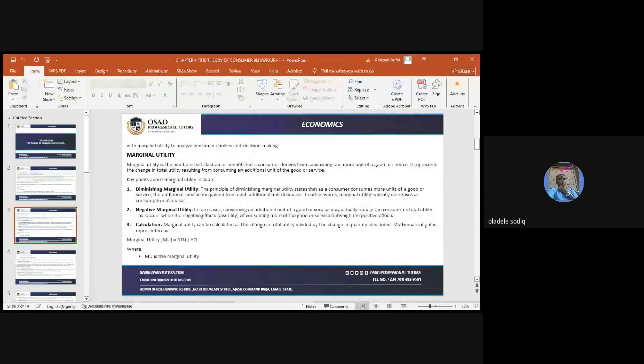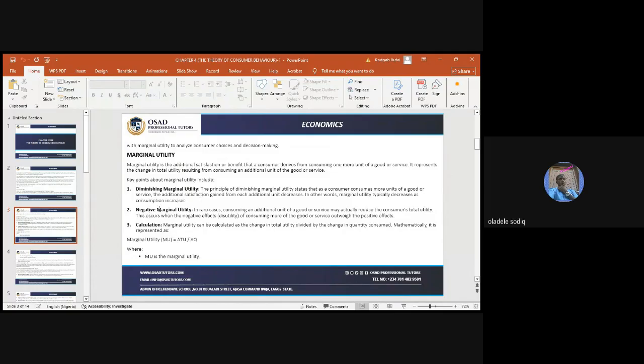So with more units of goods or services, the additional satisfaction gained from each additional unit decreases. In other words, marginal utility typically decreases as consumption increases. So what I'm saying is that the more you take, the less your utility. So when you consume more, your marginal utility will decrease. That is what we call diminishing marginal utility.